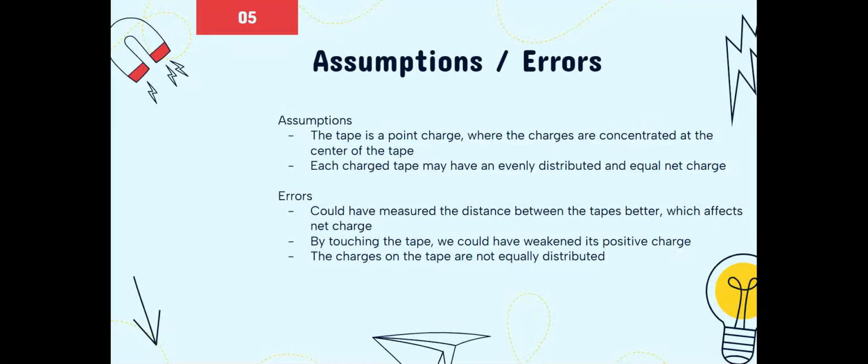So what assumptions and errors do we have? Well, our assumptions are that the tape is a point charge where the charges are concentrated at the center of the tape, and each charged tape may have an evenly distributed and equal net charge. Now, these assumptions may be false. That's why we call them assumptions. Some errors that we have are that we could have measured the distance between the tapes better, which affects net charge. And by touching the tape, we could also weaken its charge. The charge of the tape may also not be equally distributed.